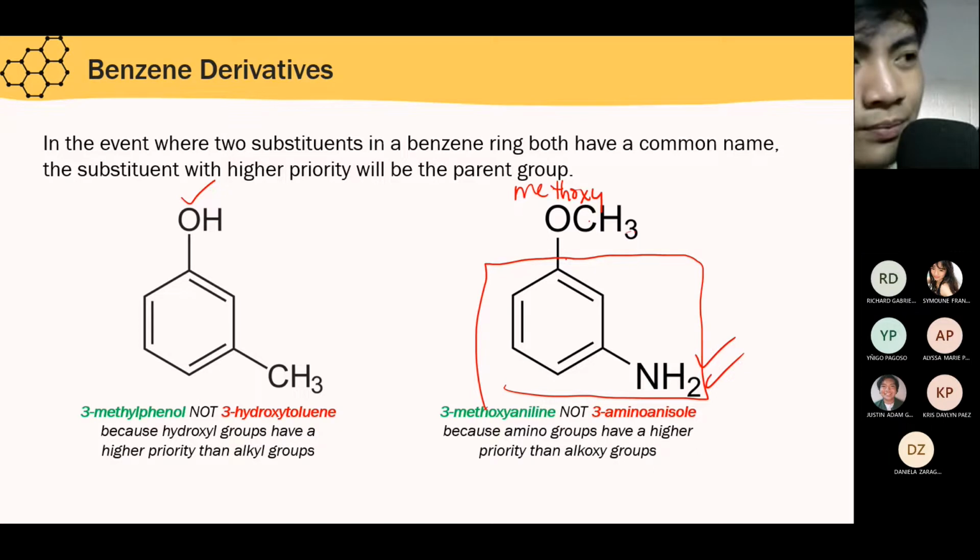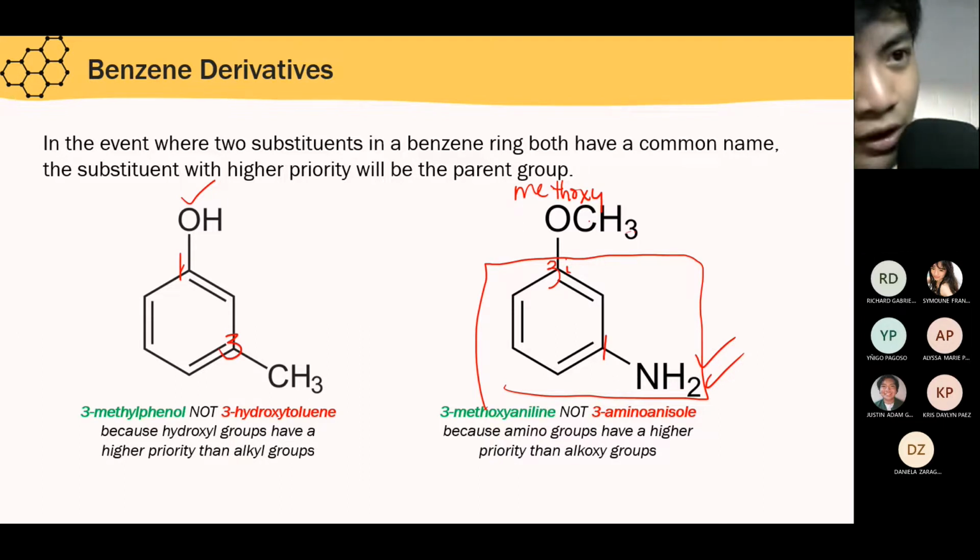Again, kapag ortho, ang substituent ay nasa carbon 1 and 2 ng benzene ring. Pag yan ay meta, nasa carbon 1 and 3. Pag yan ay para, nasa carbon 1 and 4. So, itong dalawa, these are meta. Kasi yung substituents natin ay nasa carbon 1 and 3. Okay?